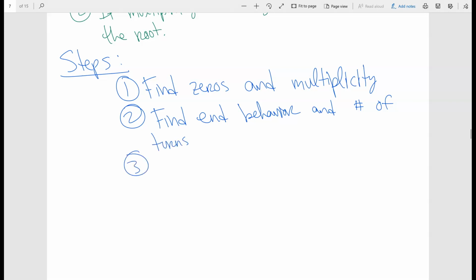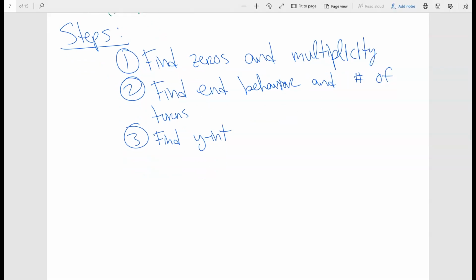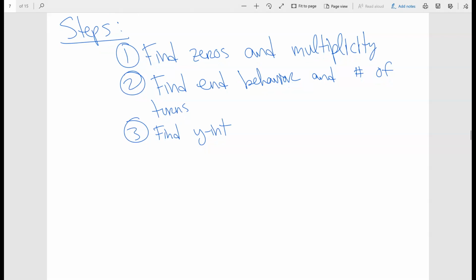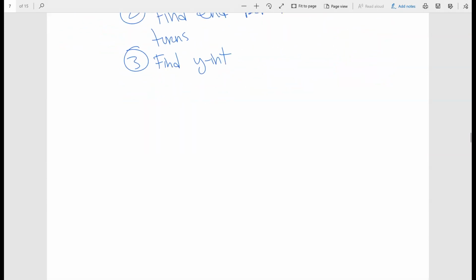Okay. And the third thing that you might want to consider doing is find the Y-intercept if you want to. Usually this is actually really useful to find any additional points so I can tell you how low or how high this graph is going. Okay. So the best way to learn how to do this is just by doing some examples. So let's do a couple of examples.